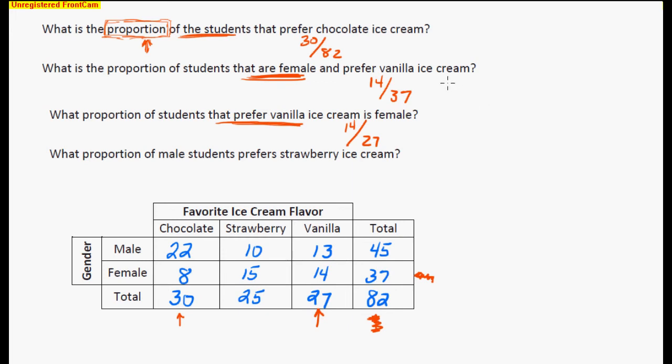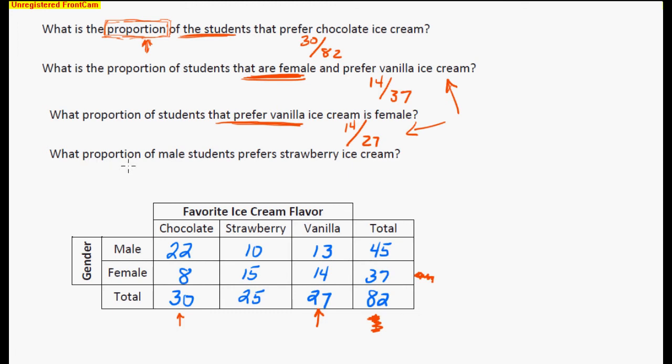Okay, so if you have to go back and listen to my explanation, make sure you know the difference between what's happening in these two problems. They're very similar. All right, it's very easy to confuse the two. But this one up here, it wants what proportion of the students that are female. That's why I used the 37. This is what proportion of students that prefer vanilla. That's why I used the 27 down there, okay?